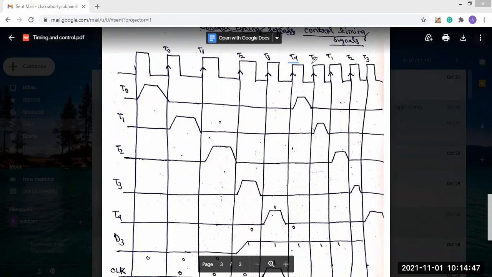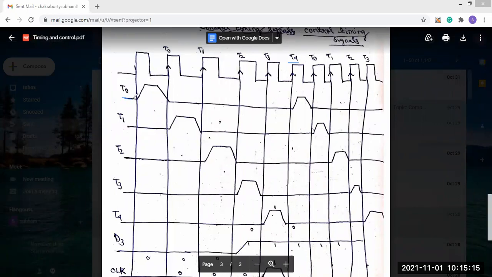Mainly, for a 4-bit sequence counter, 16 timing signals will be generated. But here, as an example, we are taking T0 to T3, a total of 4 timing signals. When these timing signals complete, it will start again from T0, T1, T2, T3, and continue like this.